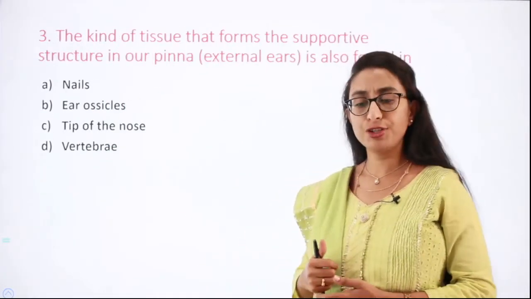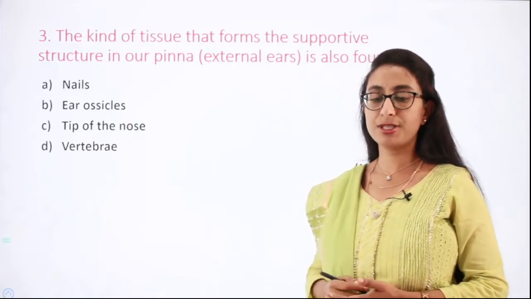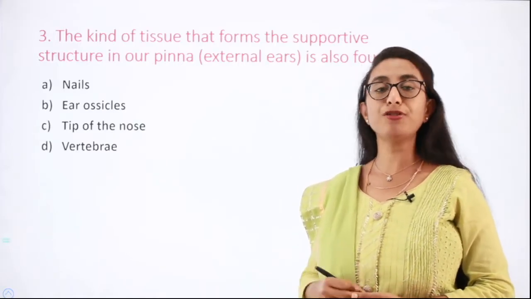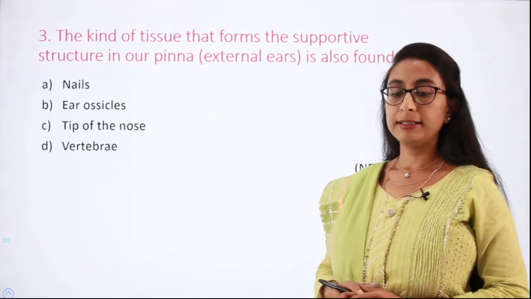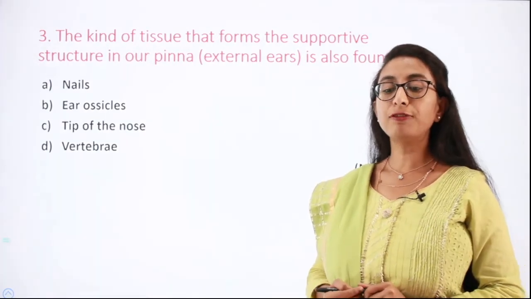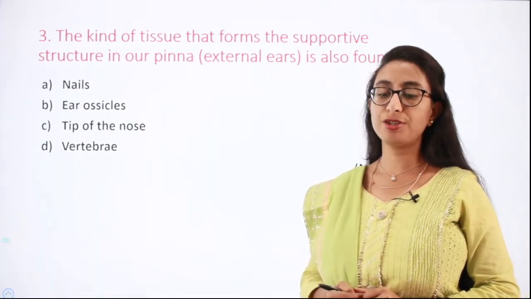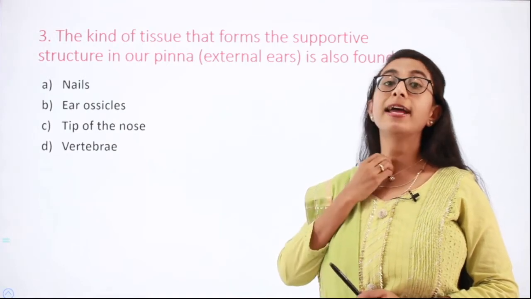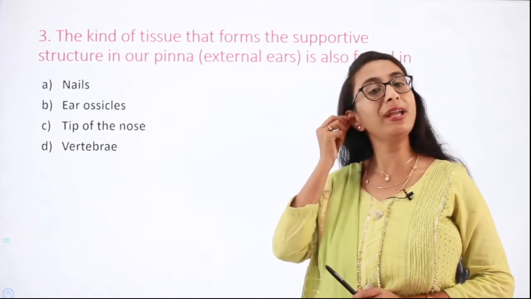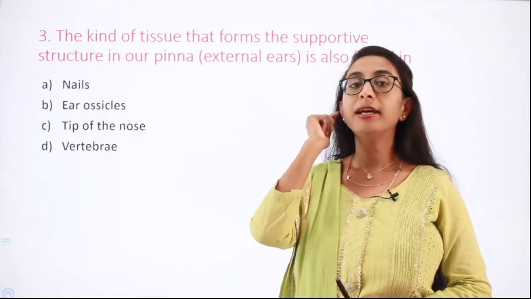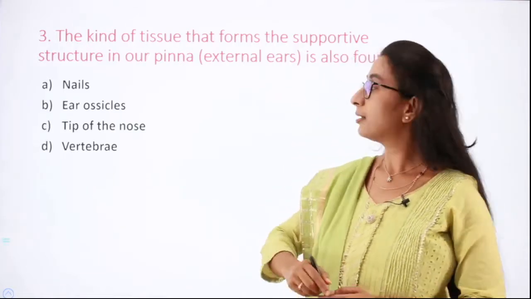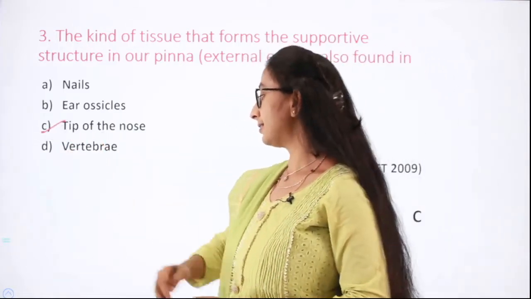The kind of tissue that forms the supportive structure in our ear pinna is also found in. So what do we have in our ear pinna? We have cartilage. So cartilage is also present in the nose tip. So C is the right answer.